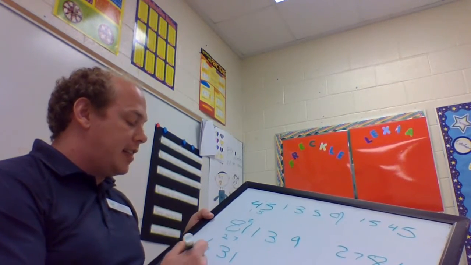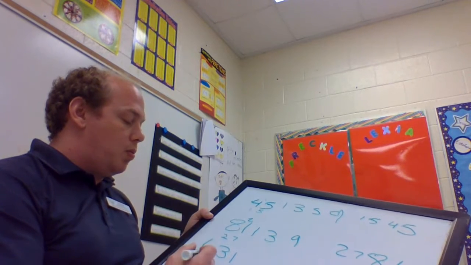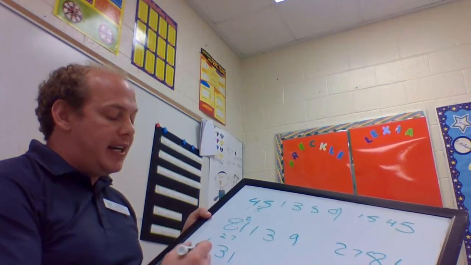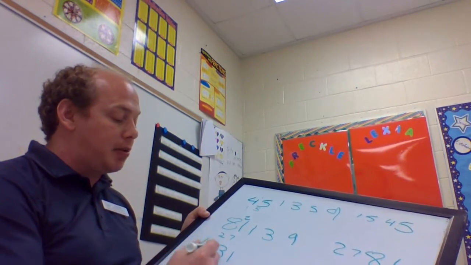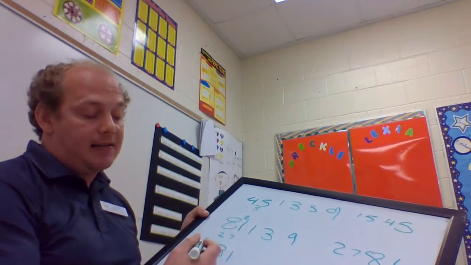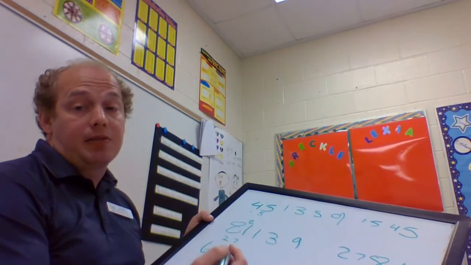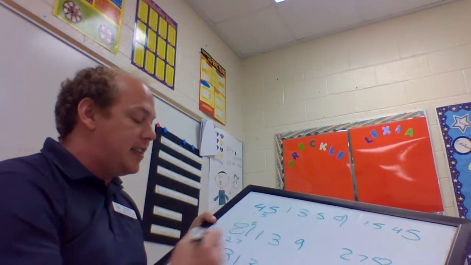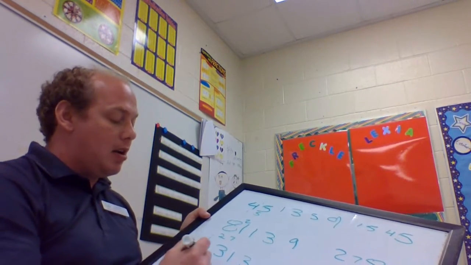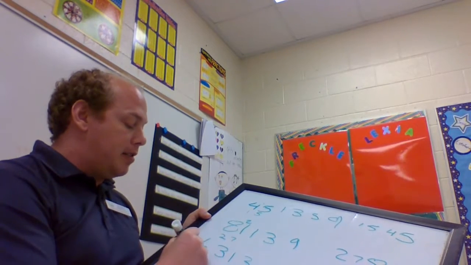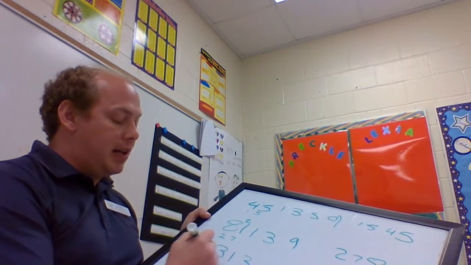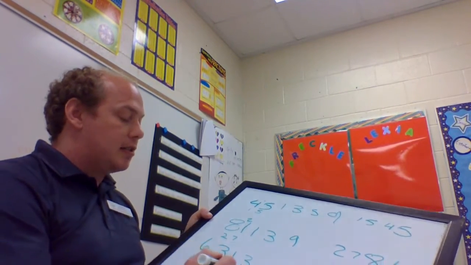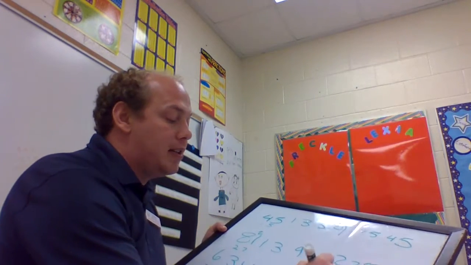Now, for 63, 2 doesn't work, 3 does work, because 6 plus 3 is 9. And 9 divided by 3 is 3, so it works. So now we're going to say, what is 63 divided by 3? Well, 6 divided by 3 is 2, and 3 divided by 3 is 1. So 63 divided by 3 is 21.